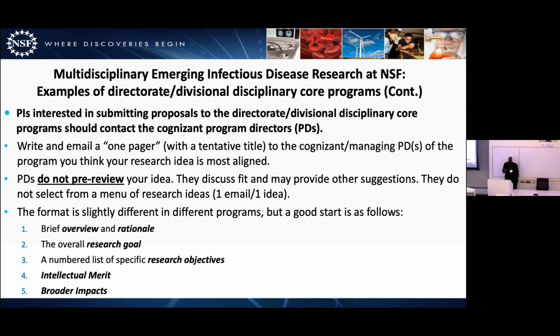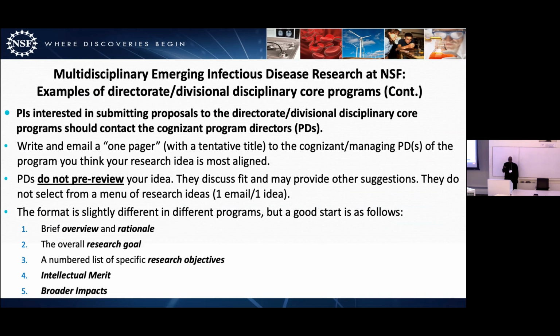So how do you actually get to this point? This is where you need to do your homework. The first thing is you need to think about what exactly you want to do. Then if it's fundamental, say biology of the virus, maybe you might want to go to Molecular and Cellular Biosciences. Maybe it's more at an organismic level. You might go to the Division of Integrative Organismal Systems or Environmental Biology. The point is you really need to figure out where you want to send.